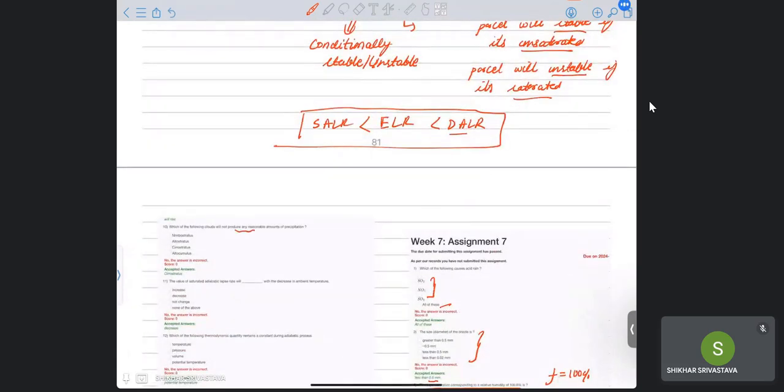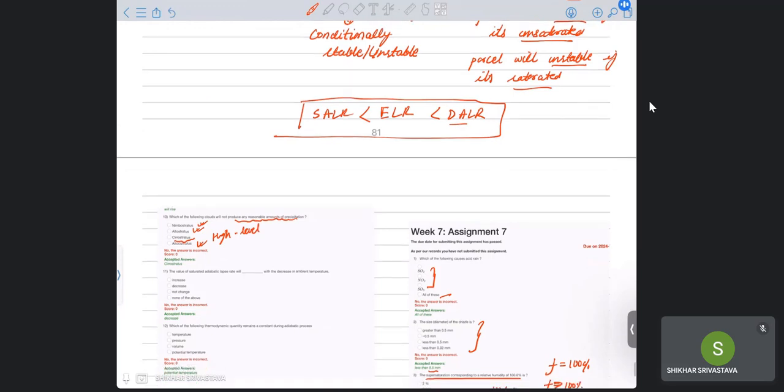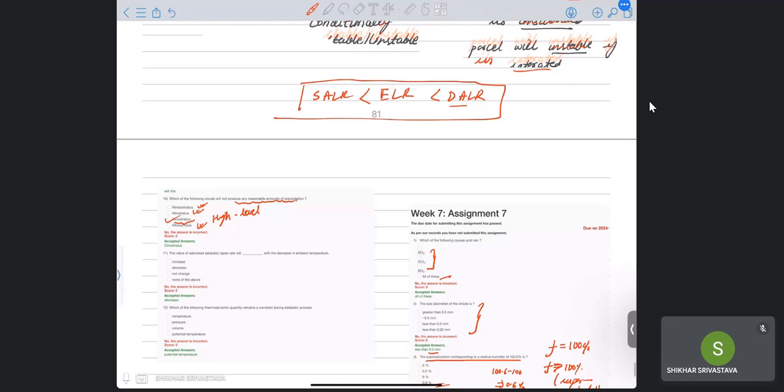Then, which of the following clouds will not produce any reasonable amount of precipitation? Nimbo means it will produce. Alto means middle level clouds, they will also have some precipitation. Cirro is high level clouds. They do not lead to precipitation on the surface. So cirrostratus is the answer.